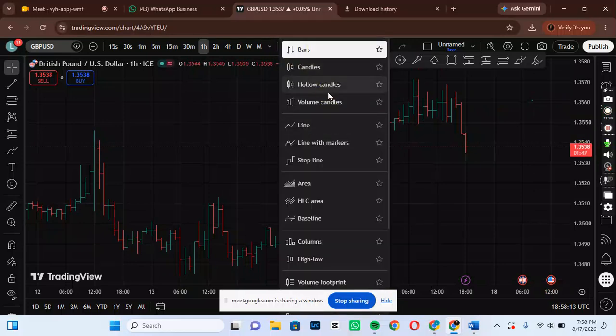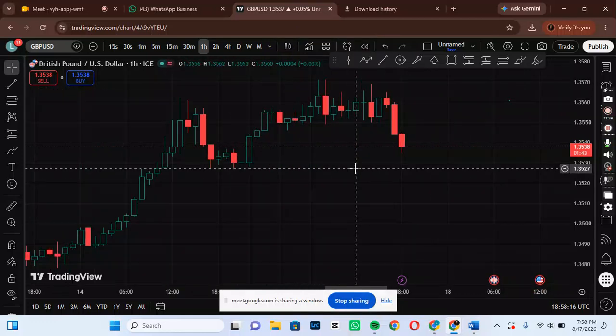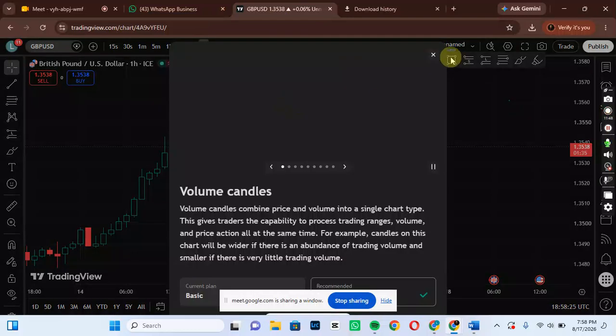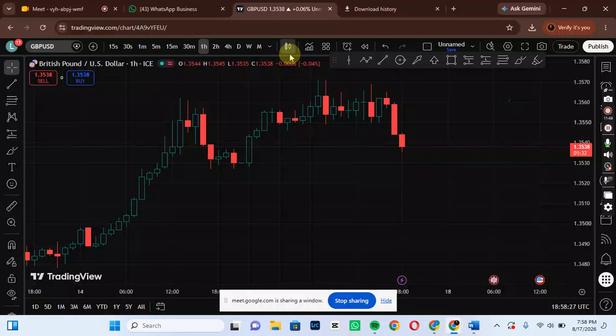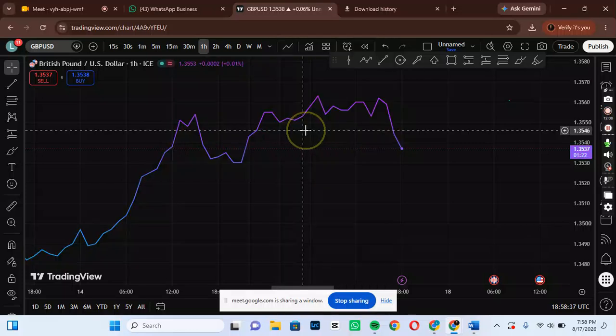So we also have the Heikin Ashi candle that looks like this. We also have volume, but this one you need to pay for to be using it. We have this volume, which actually shows you where there is more pressure in the market and all that. We have the line chart.